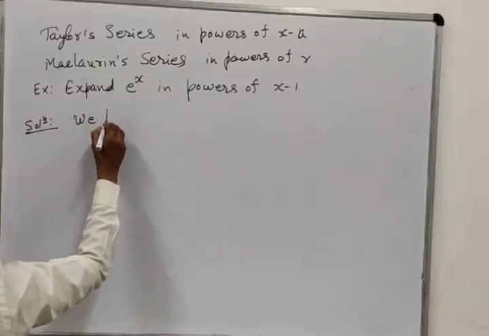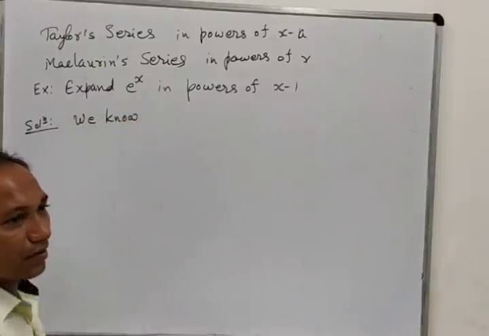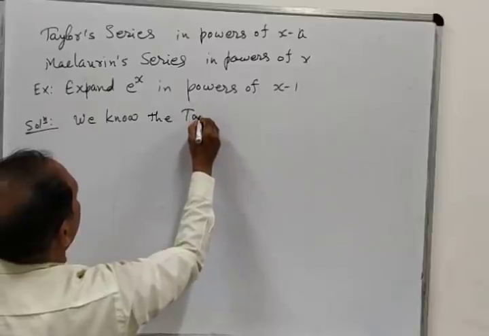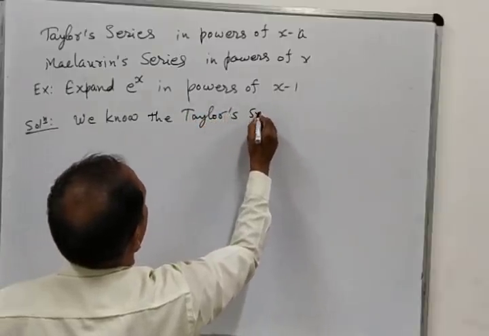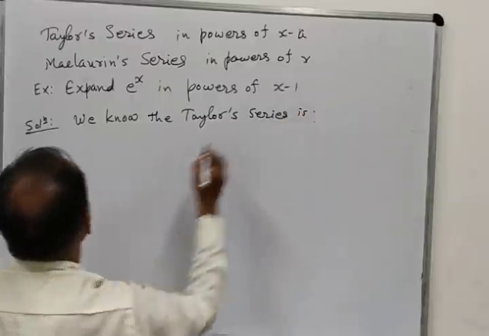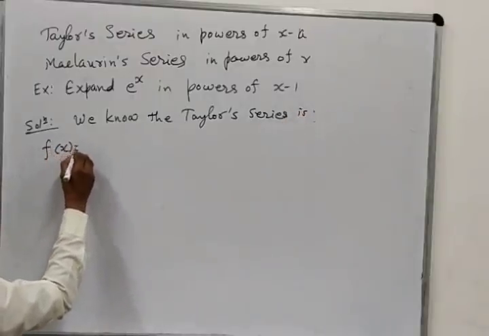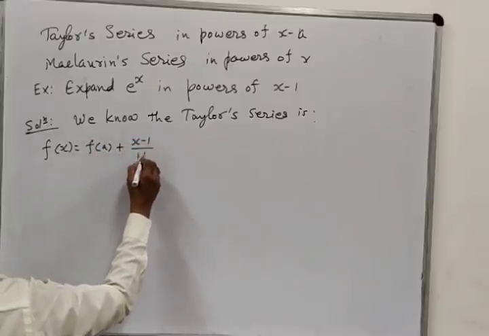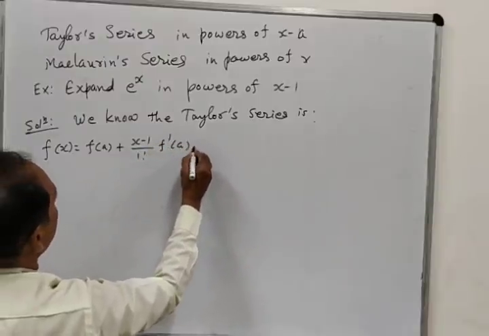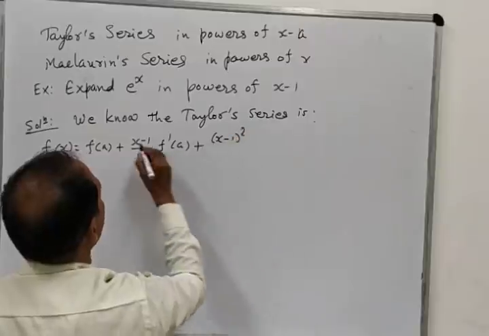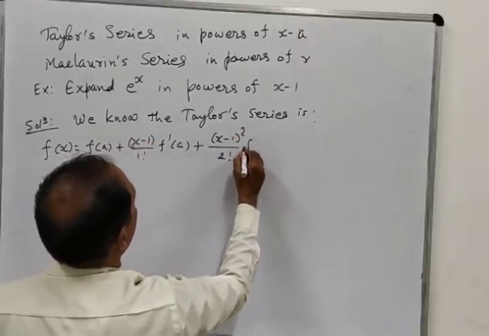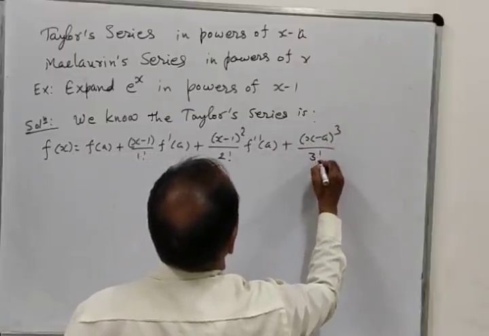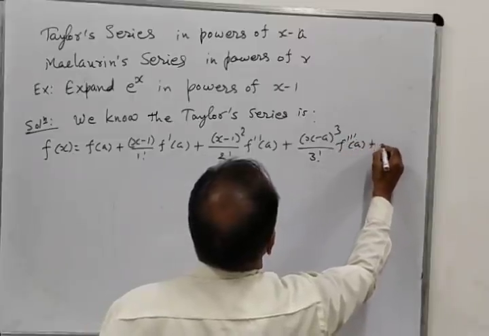Always you start by writing, we know the Taylor series is f of x equal to f of a plus x minus a upon 1 factorial f dash a plus x minus a whole square upon 2 factorial f double dash a plus x minus a whole cube divided by 3 factorial f triple dash a plus dot dot dot.